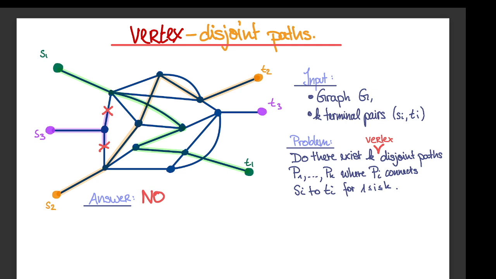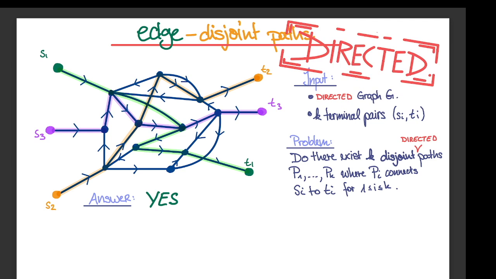So you could change the question and ask, well, do there exist edge disjoint paths? In that case, they're allowed to share common vertices, but they're not allowed to share common edges. And now this instance would be a yes instance because you can find 3 edge disjoint paths, routing Si to Ti. And of course, we can generalize this to directed graphs, where you ask for directed paths between Si and Ti. And this is the problem that we will look at, but we will look at it in a different setting, that is the demand graph setting.